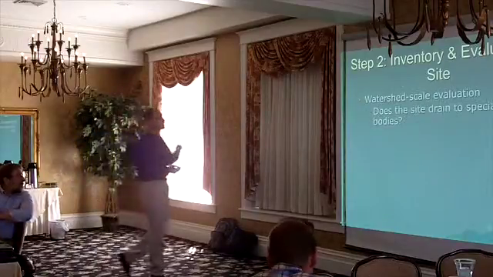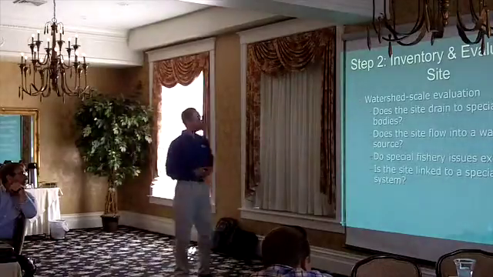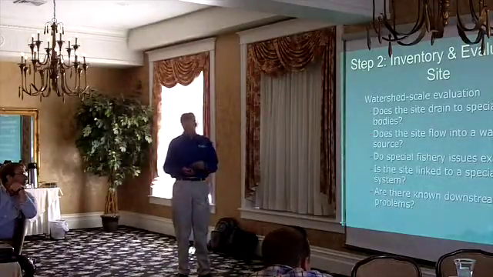Okay. So do a watershed scale evaluation. Does the site drain to special water rights? Is it a trout stream? Is it a protected water body? Is it a groundwater supply protection zone for drinking water? Is there any special fisheries issues that I need to be concerned with? Is the site linked to special habitat? Are there known downstream flooding problems?